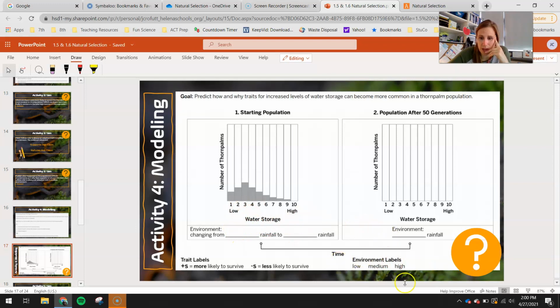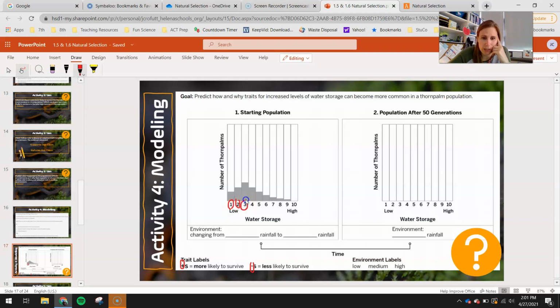So what you're going to do is fill in these three blanks right here with the environment labels for precipitation: low, medium, or high. And if you remember the last time we did modeling, you're going to use pluses and minuses to talk about these traits. If it's a trait that you think is going to make it more likely to survive, you would label it with a plus. And if you think it's going to be less likely to survive, you're going to put a little minus over the column. So here are our trait variations.